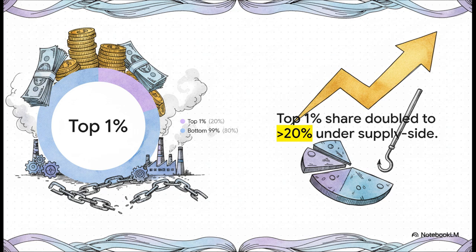During the Great Compression, the top 1% captured about 10% of the national income. But under the supply-side model, as union power fell and markets deregulated, that share literally doubled to over 20%. So yes, the overall economic pie grew immensely, but the way those slices were handed out became dramatically unequal.